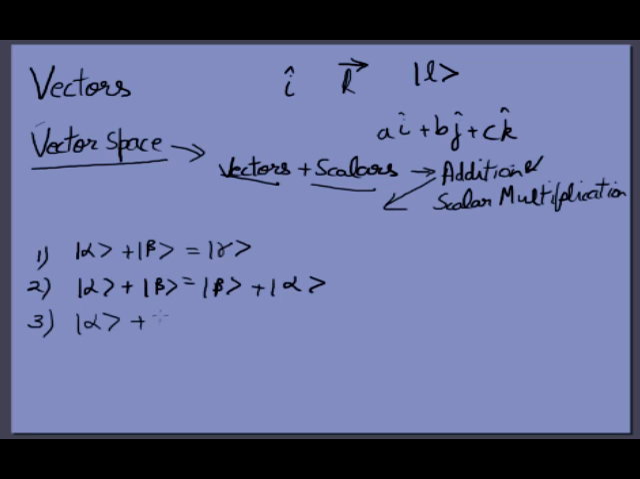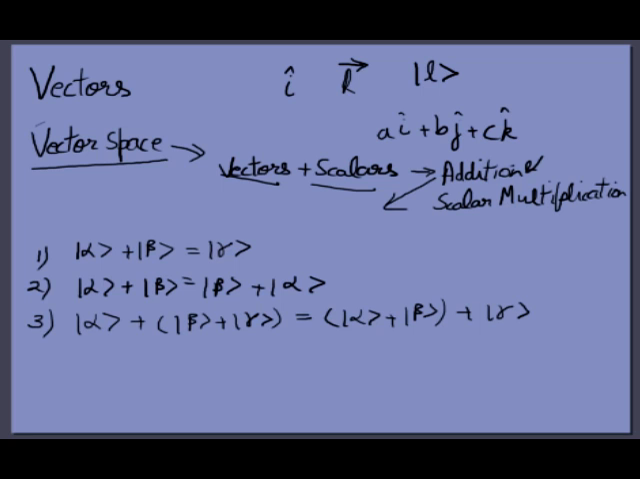So (|alpha> + |beta>) + |gamma> should be equal to |alpha> + (|beta> + |gamma>). So this is again a simple rule of addition which is generally true for vectors.